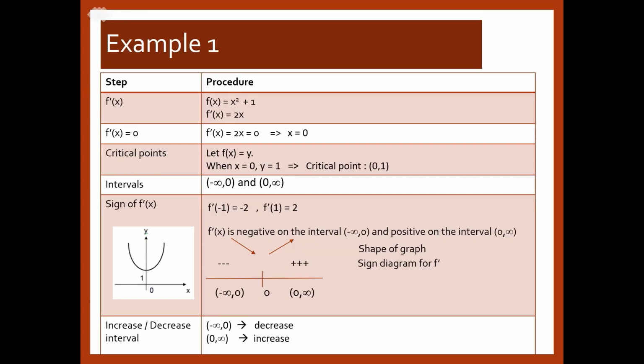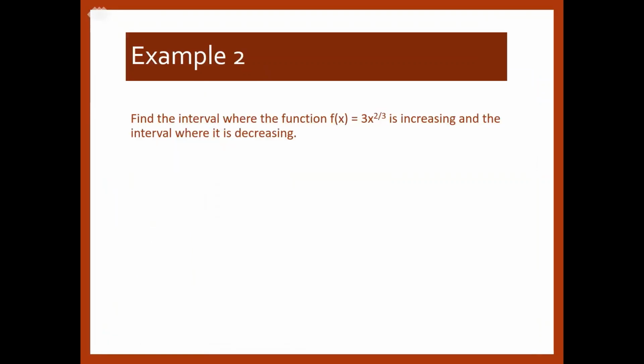If you refer to the graph of x squared plus 1, from negative infinity to 0, the graph is going down, and from 0 to infinity, the graph is going up. Let's proceed with example 2. You need to find the interval where the given function is increasing or decreasing.